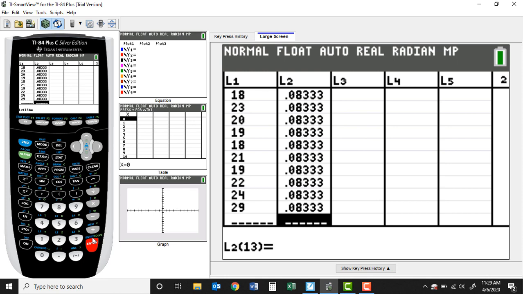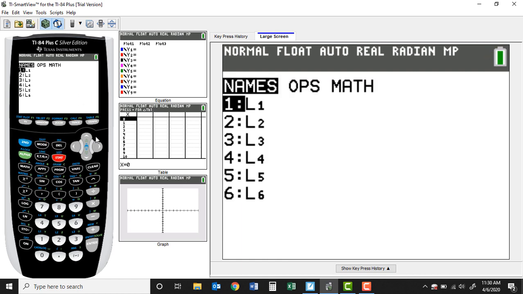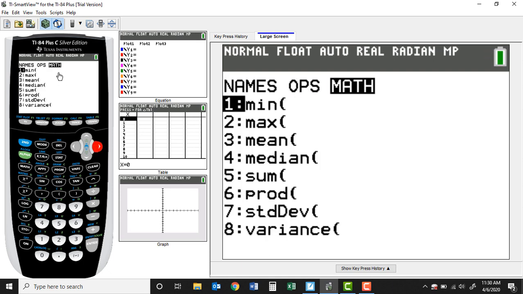Okay, so now we've got matching data for all of our second column. Now in the third column, we're going to actually turn these into the expected values. So what we're going to do is quit out of this part, second quit, and then we're going to do the sum function, right? So we're going to go to list, and we go over to math. We have a sum function, number 5.